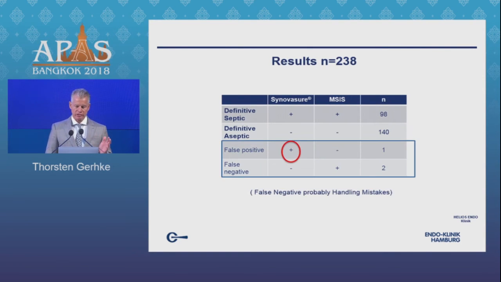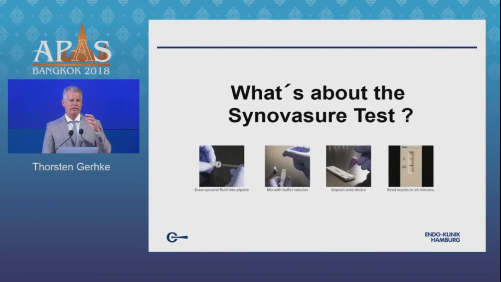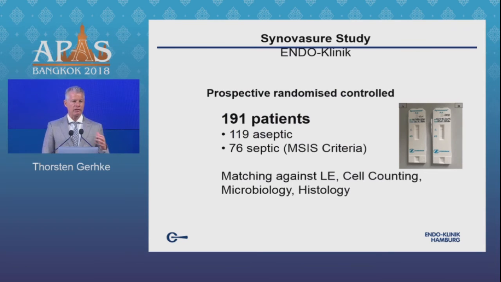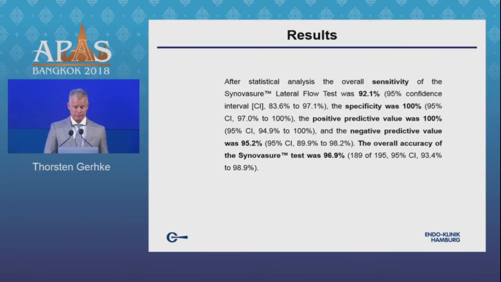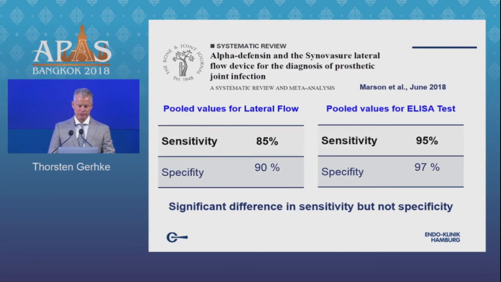And recently we looked at the Synovasure test, which is something like the pregnancy test. This is a little stick where you can detect an infection, not the bacteria of course, but to be sure whether it is infected or not within 5 to 10 minutes. Accuracy of this test is very good. We looked at 200 patients and found out that the accuracy is about 97% again. And here another very recent paper, 90-70%.